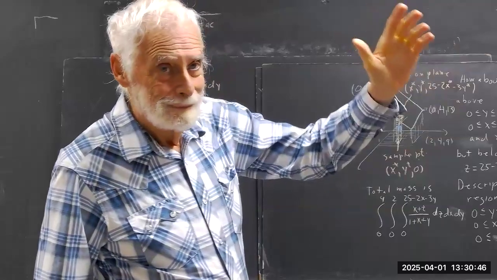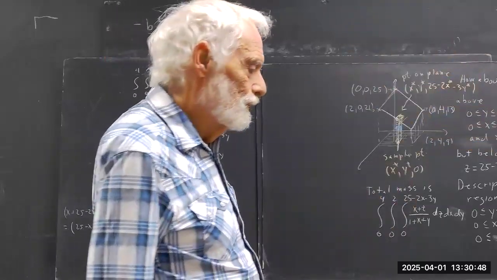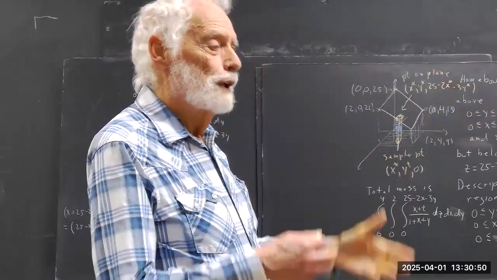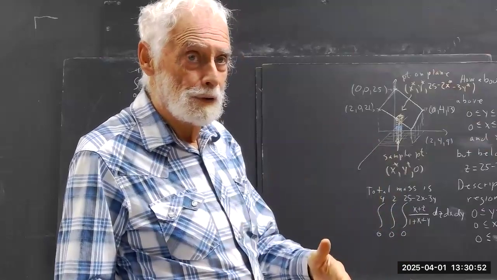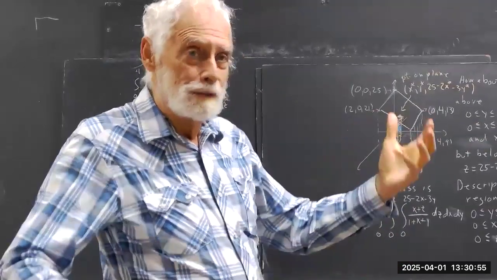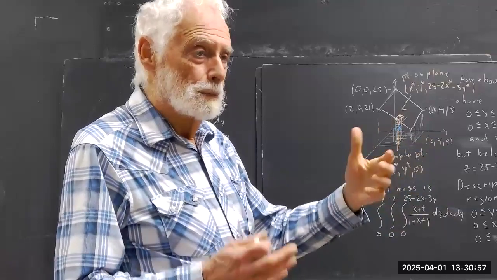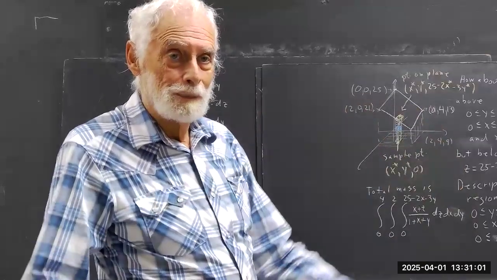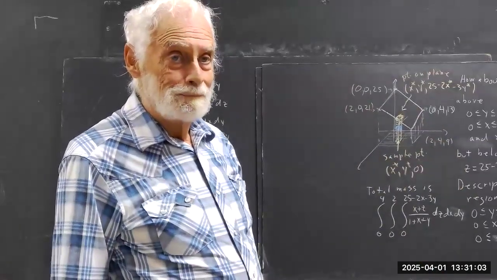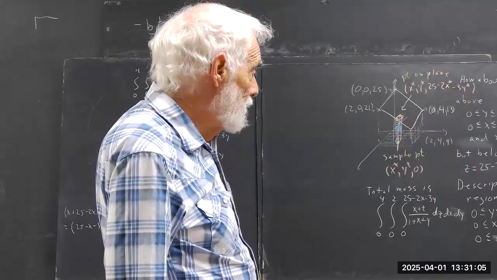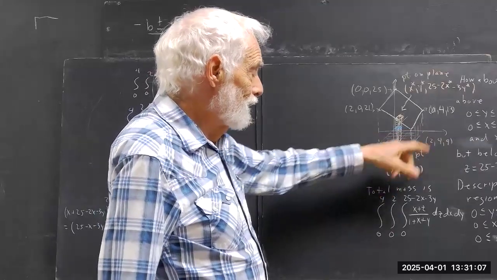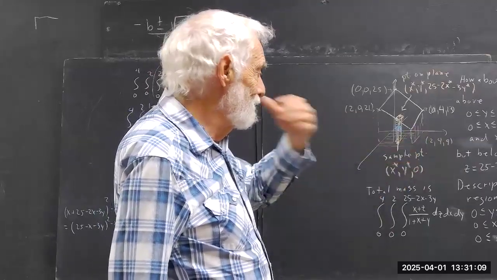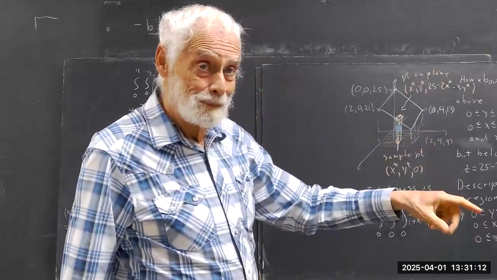Z squared equals 3. Be like 3x squared plus 3y squared plus 3z squared equals 12, which would be like x squared plus y squared plus z squared equals 4, which is just a sphere of radius 2. Now that wouldn't be good, because that sphere wouldn't contain this rectangle.